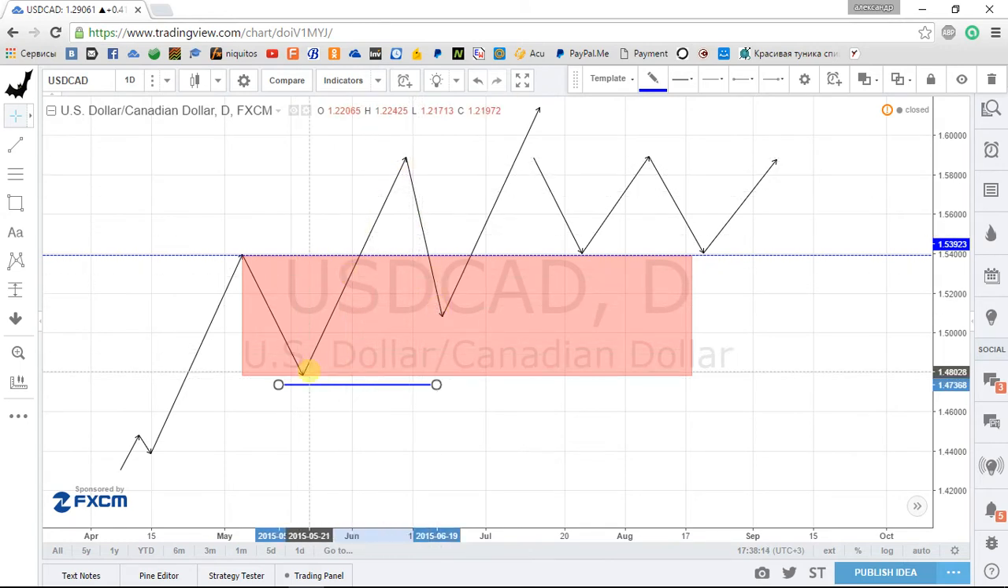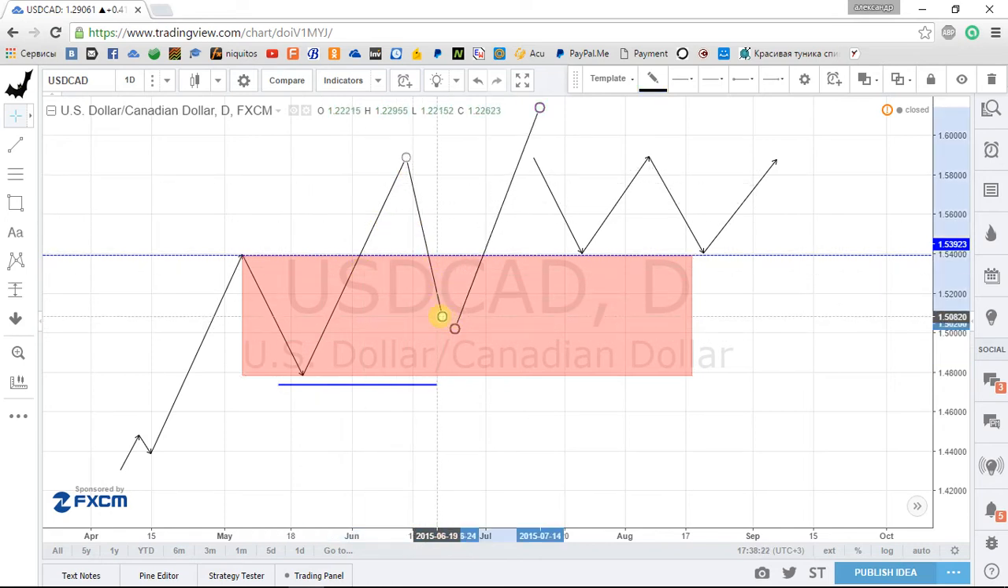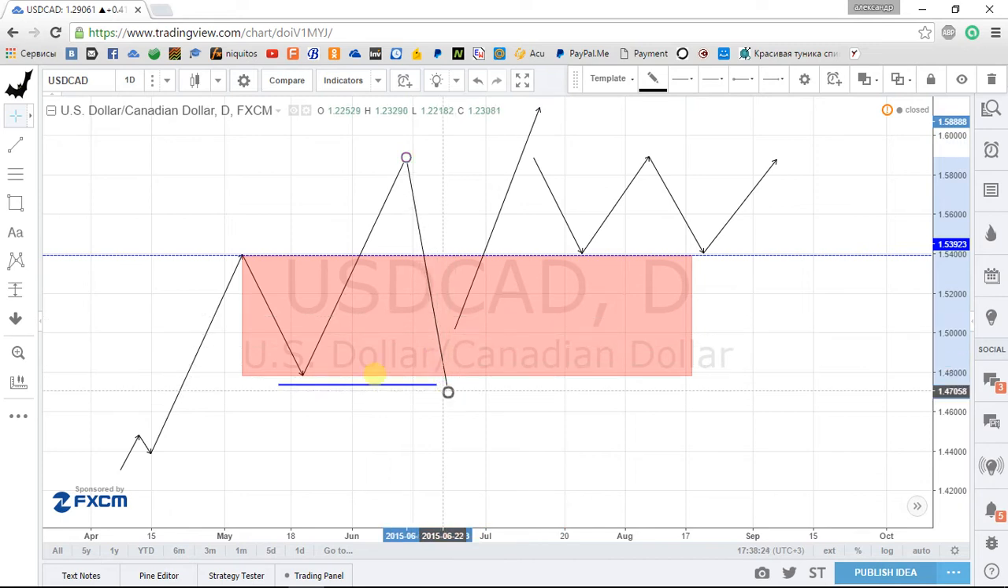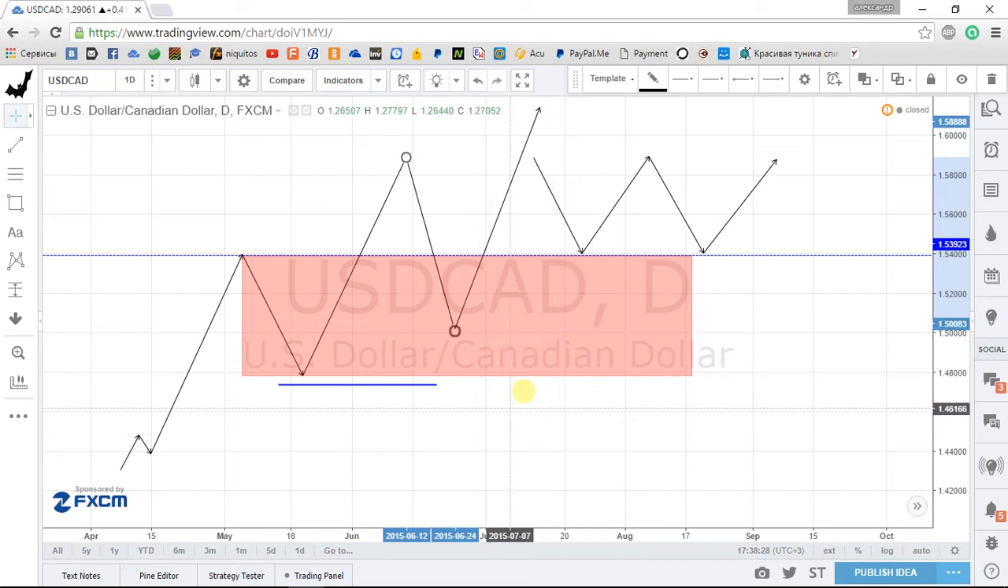Just imagine it is a 5-minute time frame. You have that low, you have this high, and this low should be a higher low. If it is not a higher low, if it is a lower low, then the structure is broken. You need to get out.